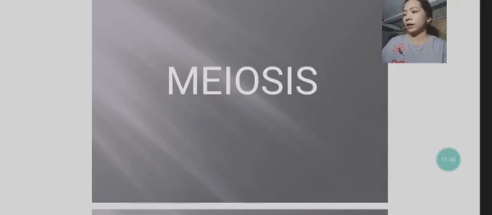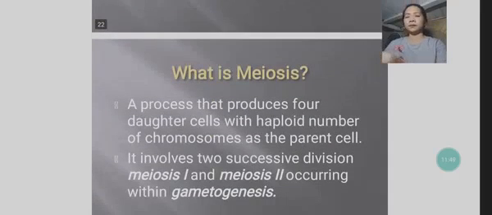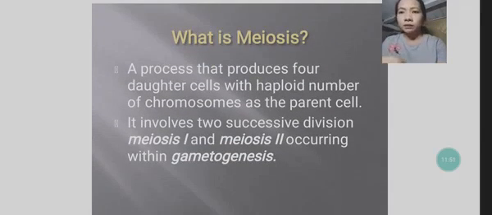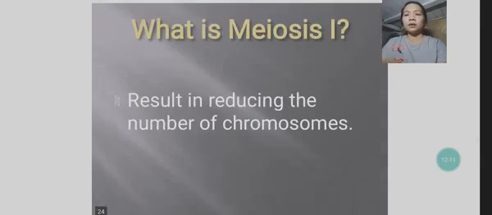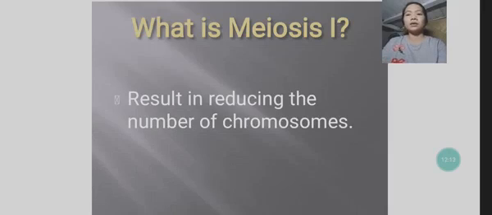Okay, let's begin with meiosis. What is meiosis? Meiosis is a process that produces 4 daughter cells with half the number of chromosomes of the parent cell. It involves 2 successive divisions, meiosis 1 and meiosis 2, occurring with gametogenesis. Okay, what is meiosis 1? It results in reducing the number of chromosomes.